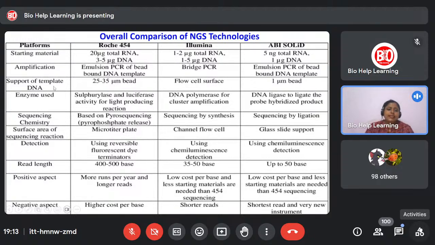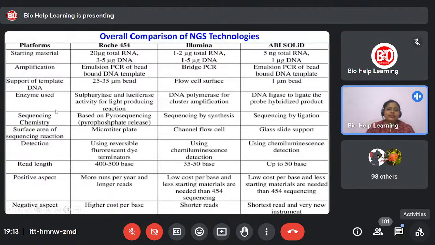The third criterion is support of template. Roche 454 uses beads, ABI SOLiD uses beads, but Illumina uses the flow cell surface. The fourth criterion for these technologies is the enzyme used. You can see sulfurylase and luciferase used for Roche 454, while DNA polymerase is used for cluster amplification in Illumina technology, while DNA ligase is used to ligate the probe hybridized product.